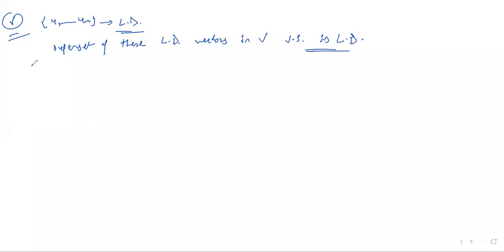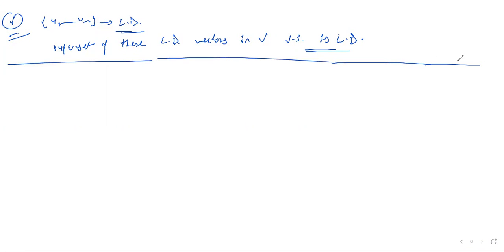Now let's see it. There are some important theorems. These are the basic results which we have studied till now. Now let's see some important theorems about it. The first one would be like this: let x be a set of vectors in a vector space V.